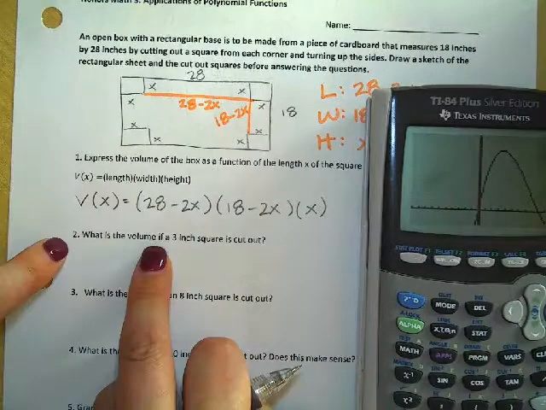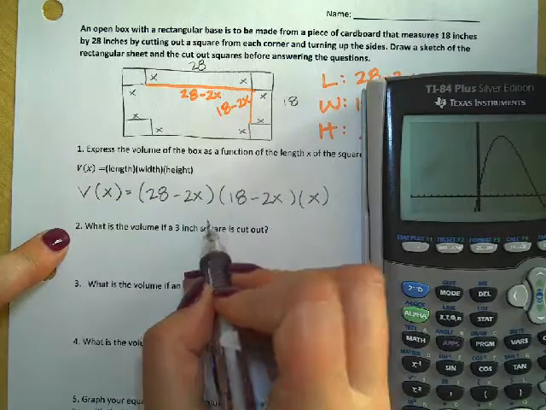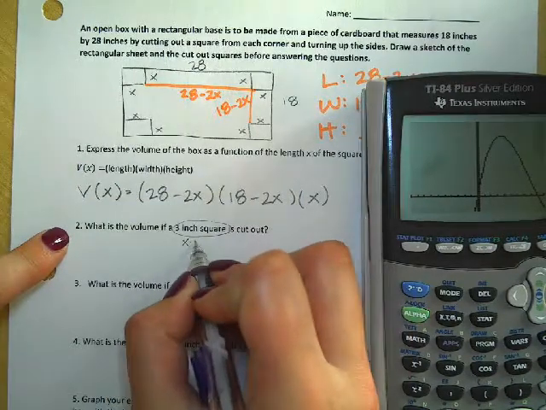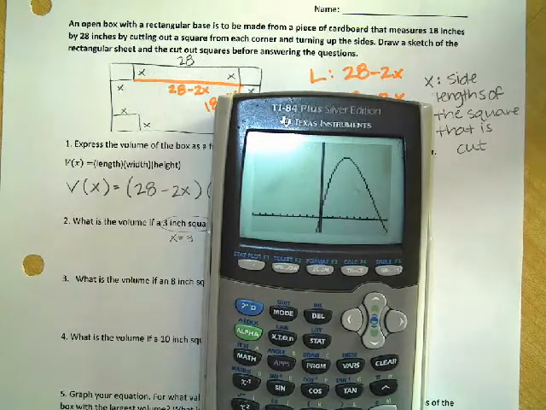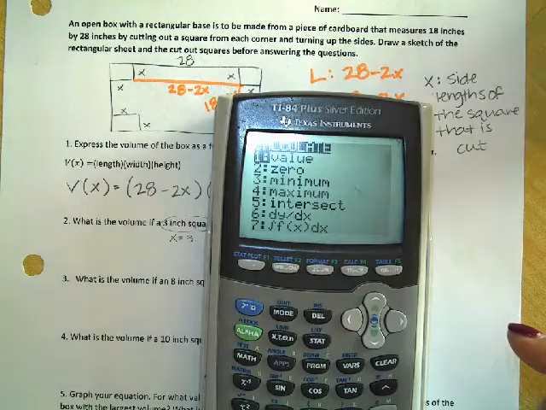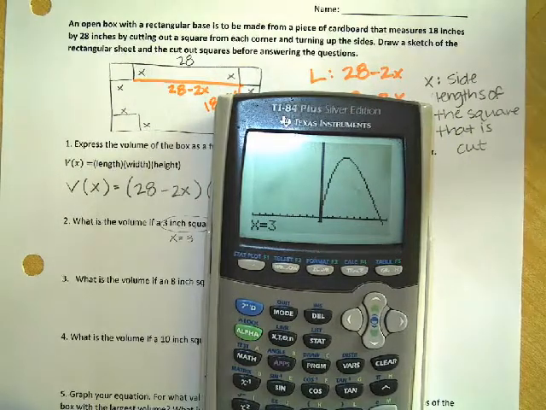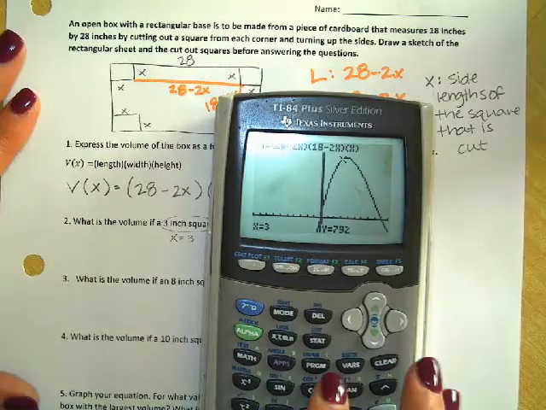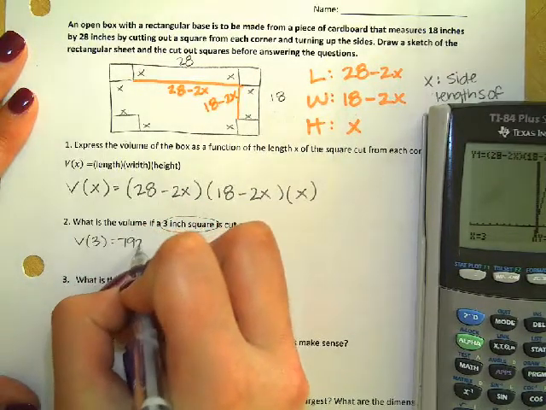Now it says, what is the volume if a 3-inch square is cut out? So when they say a 3-inch square is cut out, they're telling us x equals 3. How can I use the calculator to plug in any number I want? Second trace, do the value. Now that would plug in anything you want for y. We want to plug this in for x. So second trace number 1, I'm going to plug in an x value of 3. 792. So I'm going to say v of 3 equals 792.